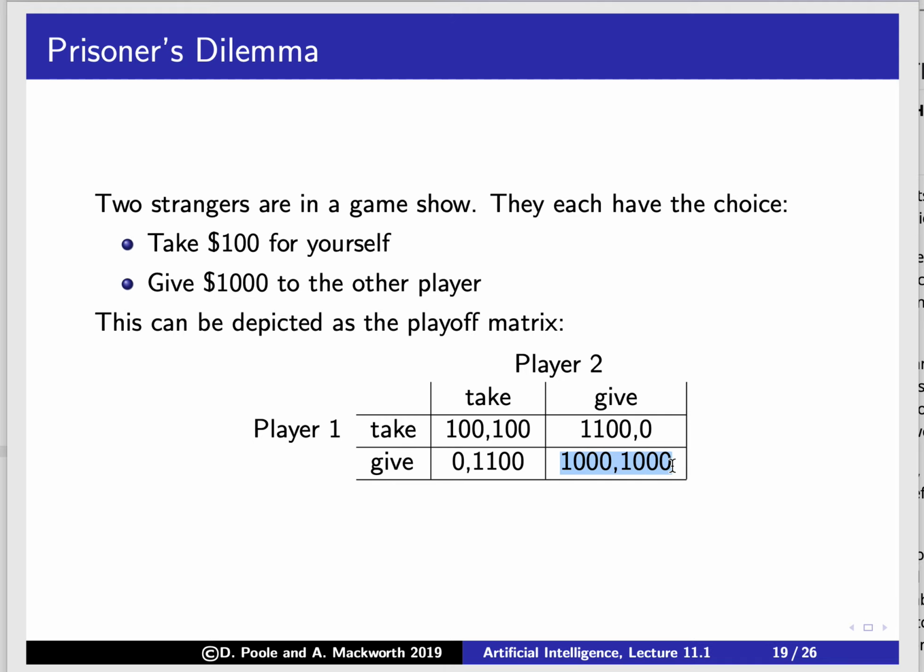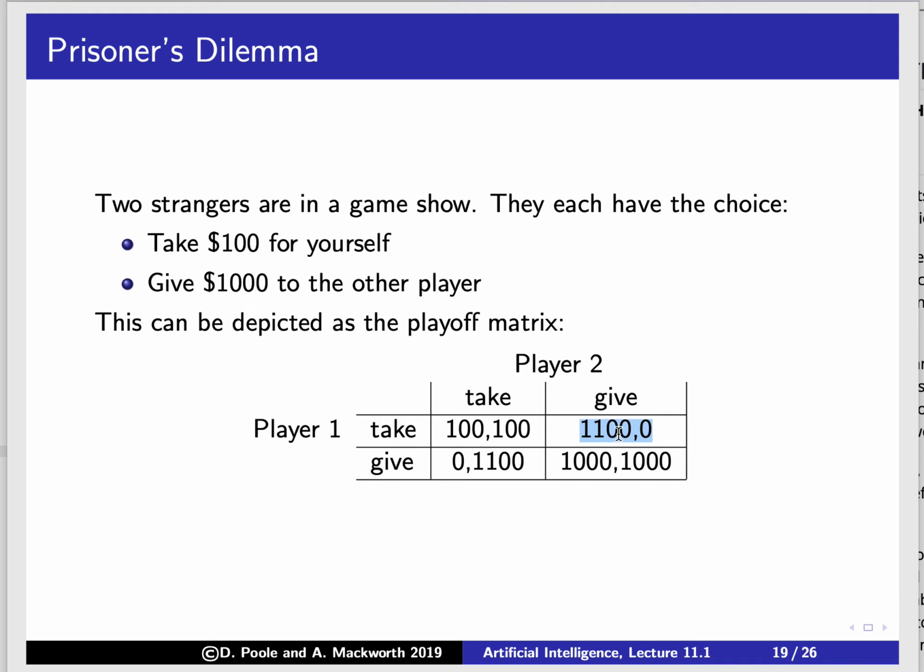So the obvious solution seems to be that they're much better off if they both get $1,000 than if they both get $100 or they both get 0. But if we look at the Nash equilibrium here, player 1 looks at this case and says, well, I'm getting 1,000 here, but if I take, given that the other player is going to give, then I can increase my payoff. 1,100 is better than 1,000. So player 1 is going to deviate, which means this is not a Nash equilibrium.